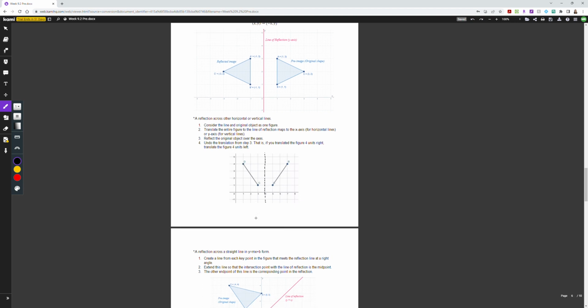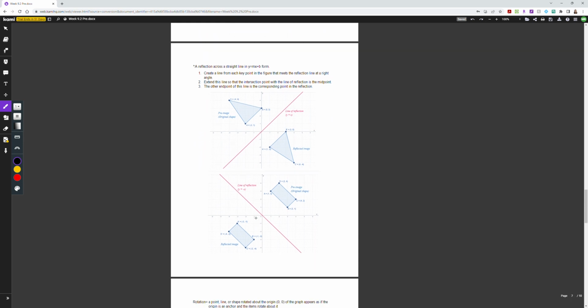Now, the next thing that we have is the one that's a little bit more complicated, is a reflection across a straight line in y equals mx plus b form. So here are some steps. So one is we're going to create a line from each key point in the figure that meets the reflection line at a right angle. So if I were to draw a line, for example, imagine that's a straight line, okay? And it meets here at like 90 degrees.